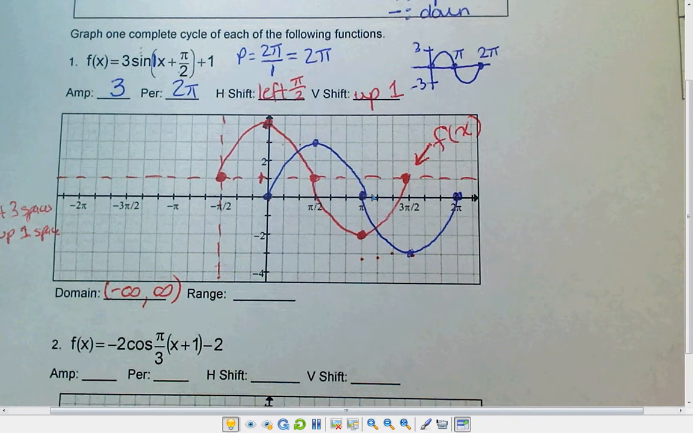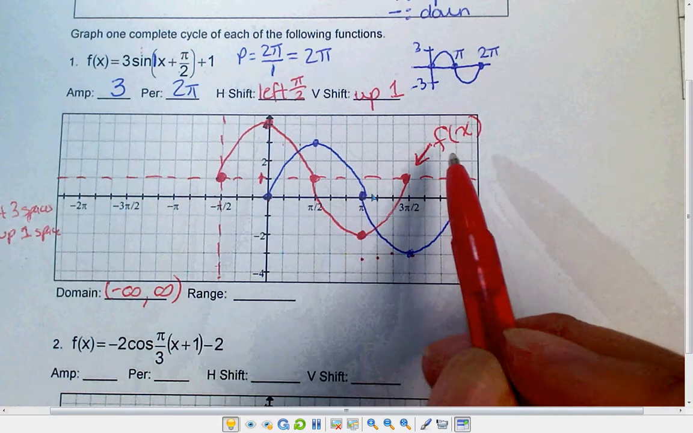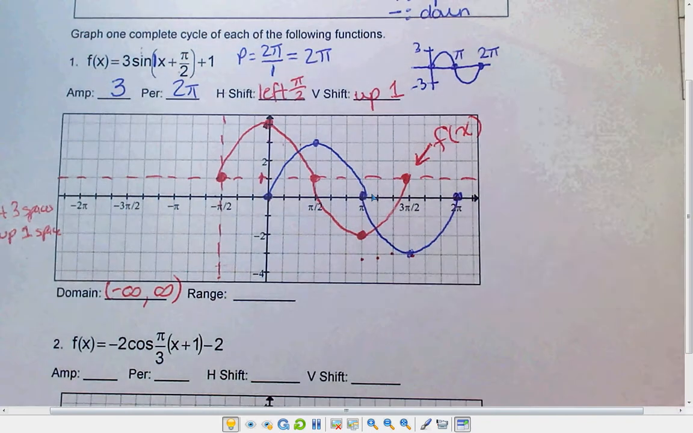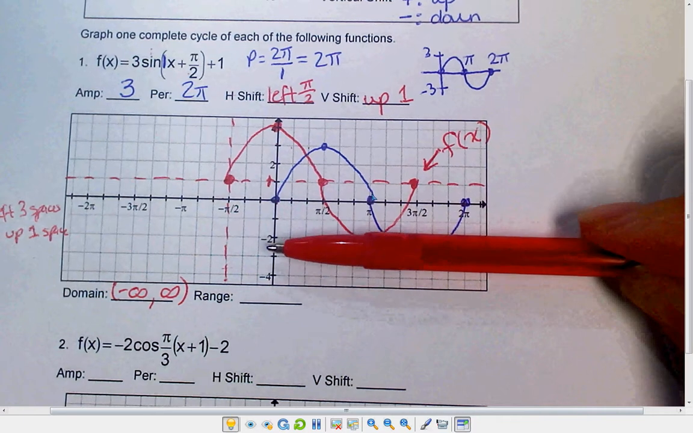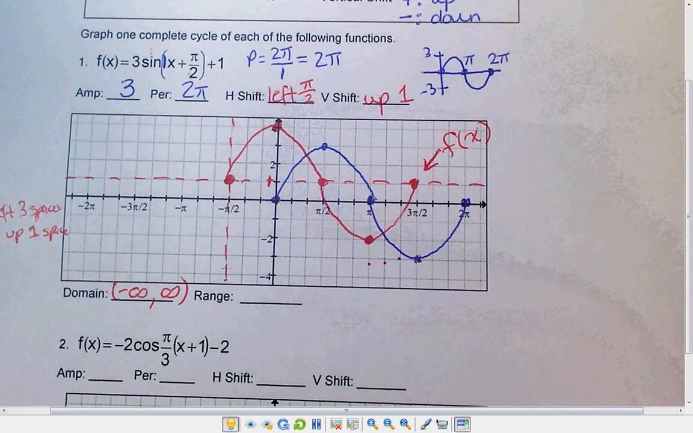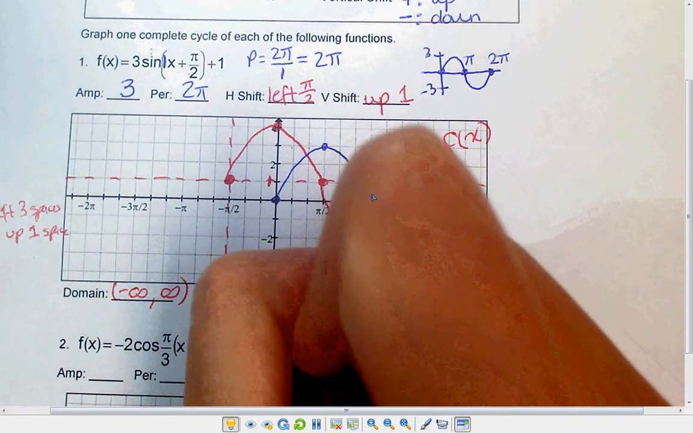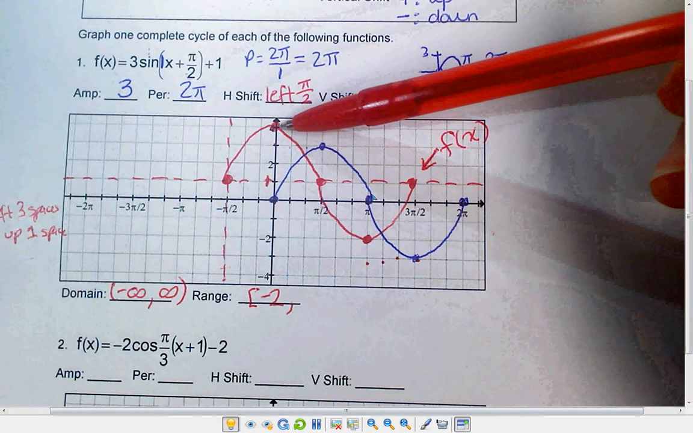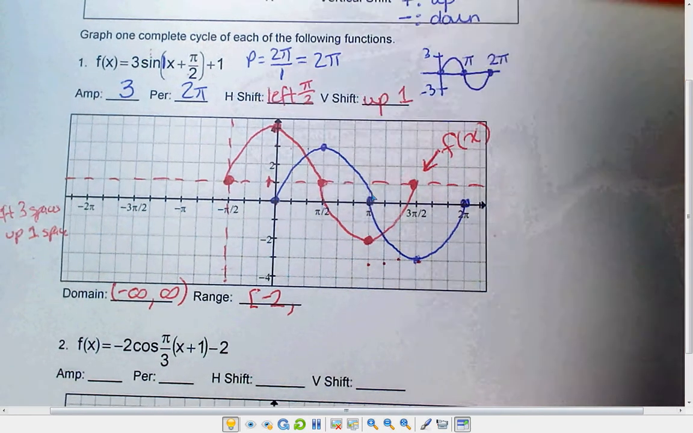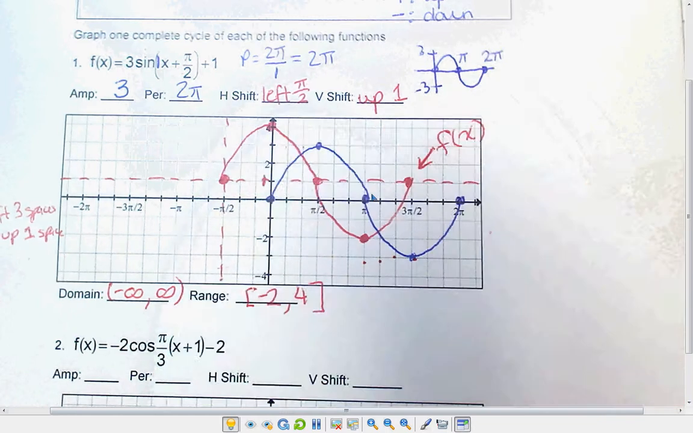To find our range, we're going to have to look a little closer at this function. So this function, the lowest point it gets to is right here. This is the bottom of your function, and that is at a y value of -2. And the highest point it gets to is up here. This is the top of your function, and that's at 4. So your range is from -2 to 4.